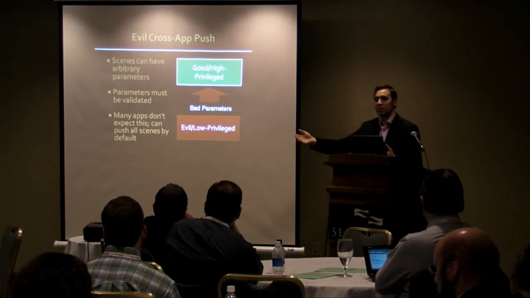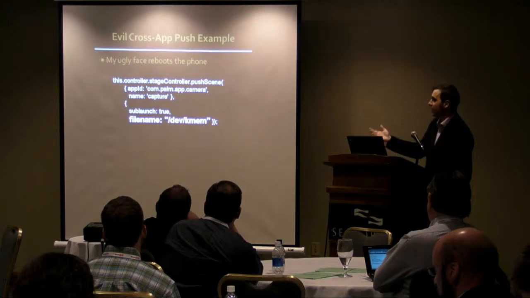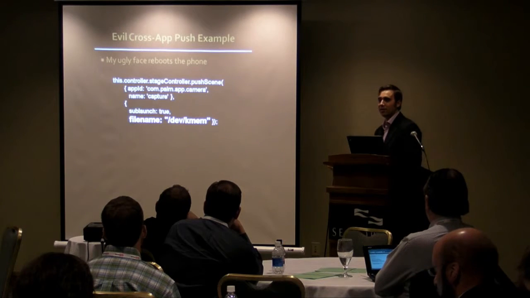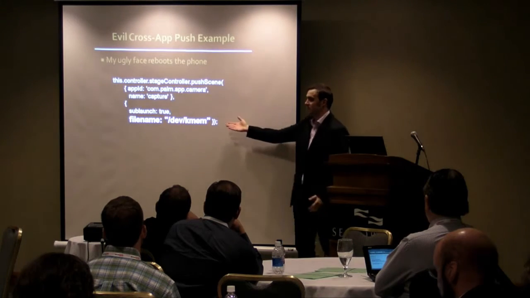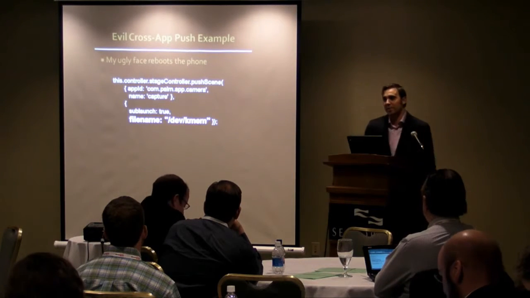I'm going to launch the 3rd scene. And the update bug was like this. But also another bug I found in the camera is you can pass parameters, and one of the parameters you can pass is like the file you want to write to. So we'll tell the phone to write to kernel memory when you take a picture.